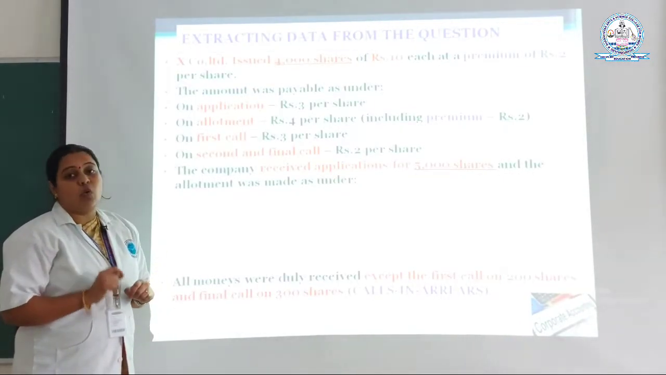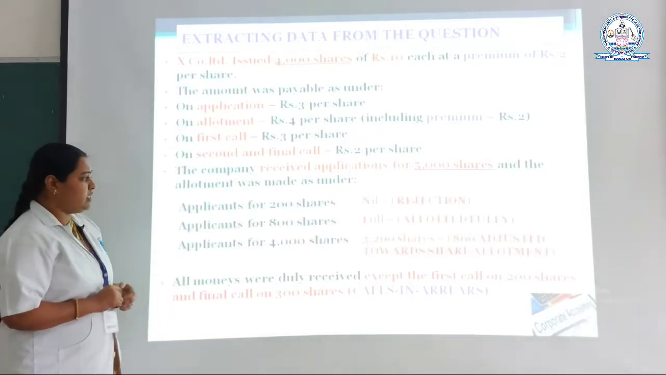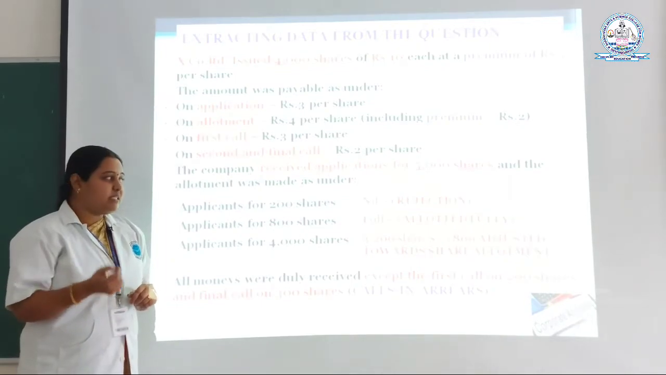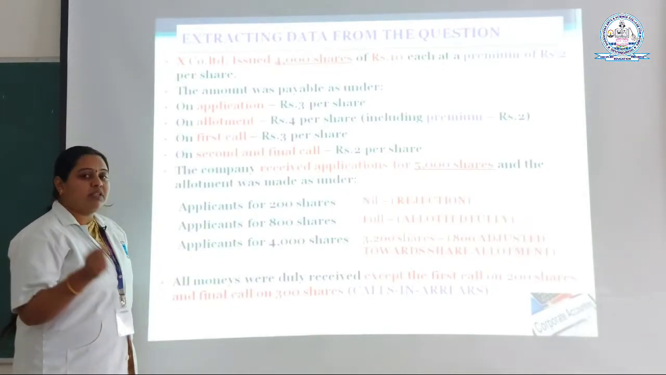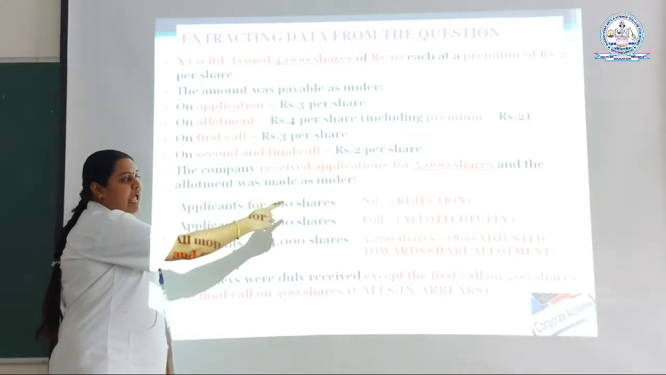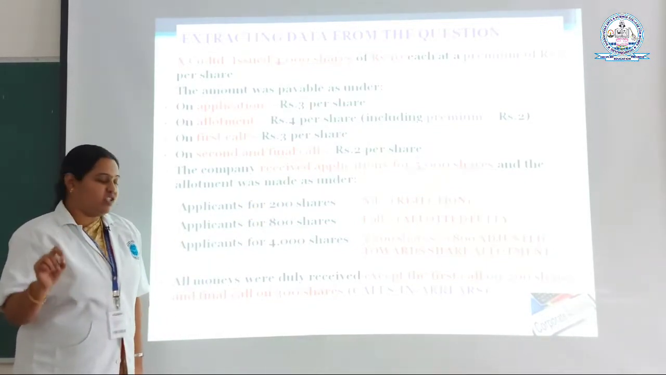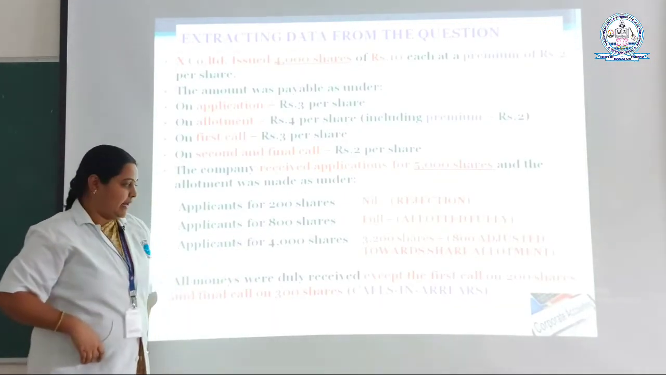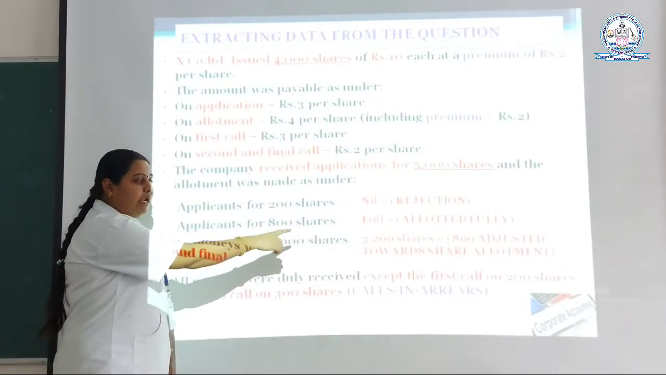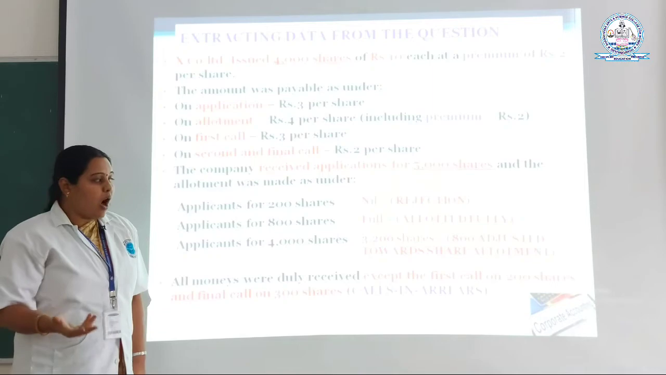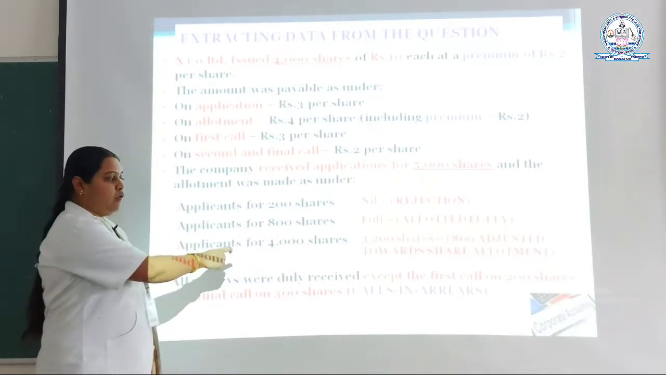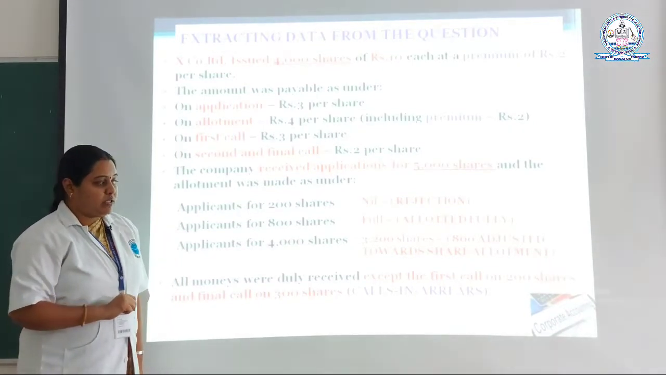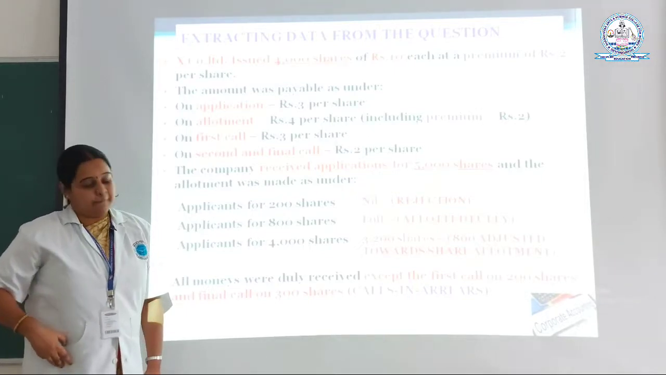So this sum has oversubscription, and for the oversubscription, what is happening in that company? The company directors decided to allot the shares like this. For the first 200 share applications they allotted nil, which means all the shares were rejected. The applicants for 800 shares were fully allotted, and for the remaining 4,000 shares only 3,200 shares were allotted. So what happened for the 800? The difference between 4,000 and 3,200, that 800 shares, is called pro rata allotment, which is adjusted towards the share allotment account.